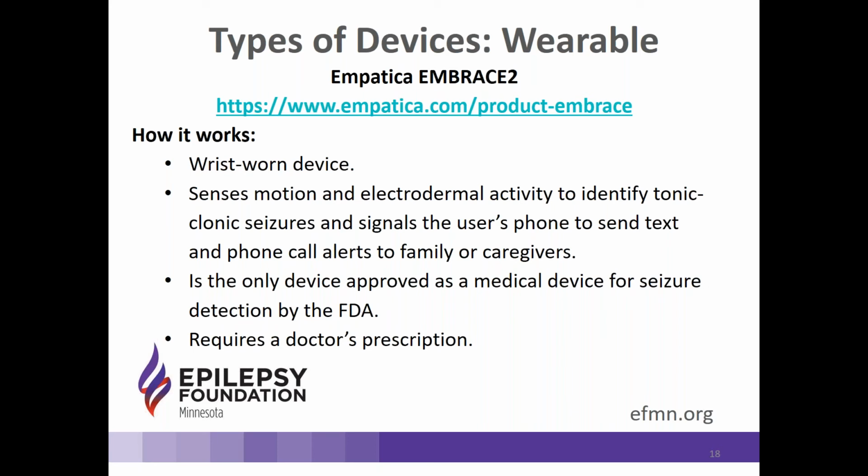How it works, it's a wrist-worn device. So it looks similar to a watch, but without a clock face or a display. It's just kind of a panel. What it does is it senses motion and electrodermal activity. So that's the electrical conductance of the skin that's related to the sweat rate. It senses those things. It identifies tonic-clonic seizures, again, mostly through the motion of those rhythmic, repetitive motions. And then it signals directly to the user's phone via Bluetooth. And the user's phone then sends a text or phone call alerts to the family or caregivers that they've chosen.